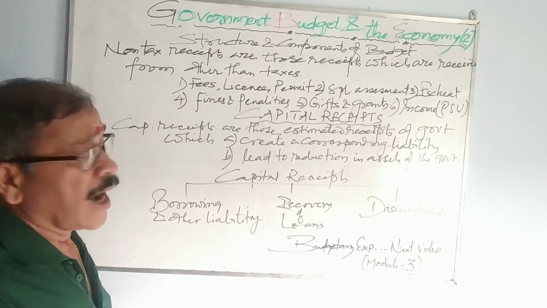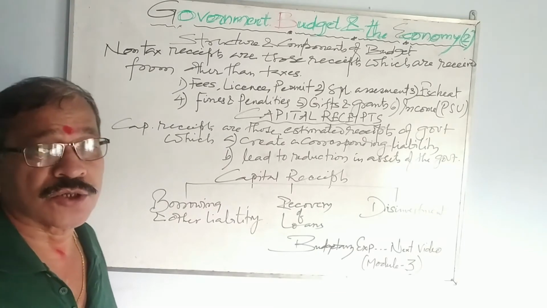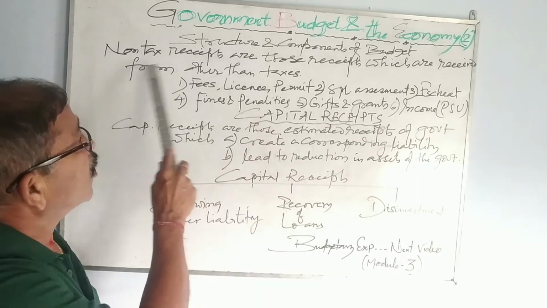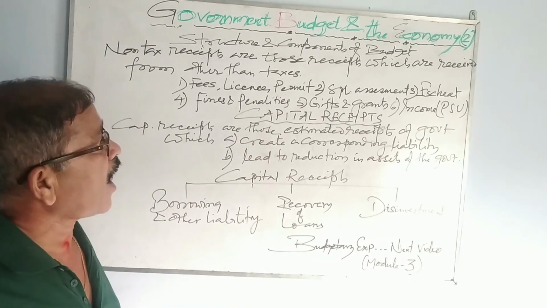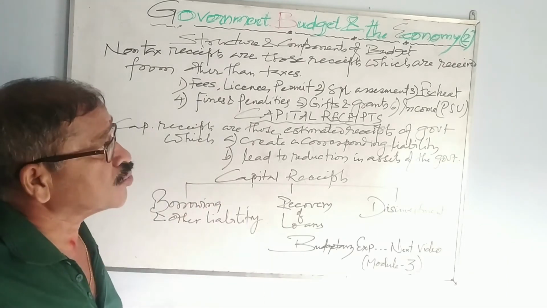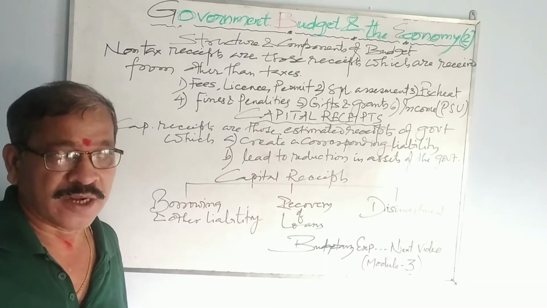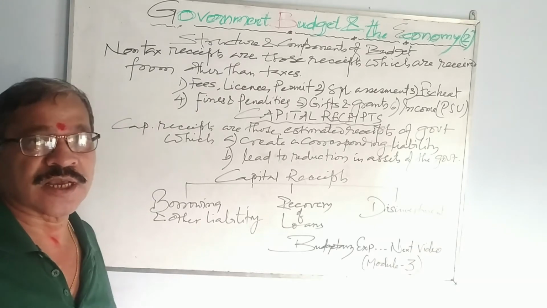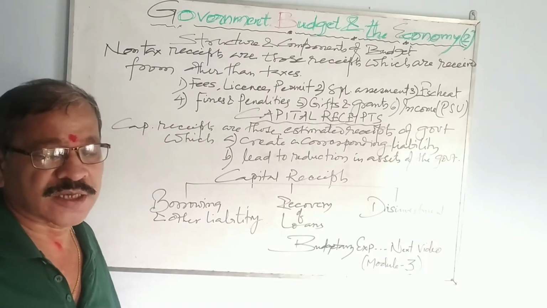So, after tax receipts, let us now discuss non-tax receipts. What are non-tax receipts? Non-tax receipts are those receipts which are received from sources other than taxes. I repeat, non-tax receipts are those receipts which are received from other than taxes. Okay, so tax receipts we discussed: direct tax, indirect tax, regressive tax, progressive tax. What is direct tax, what is indirect tax, we discussed all.